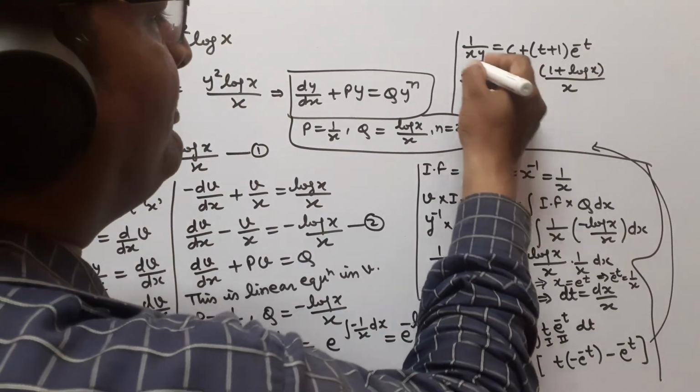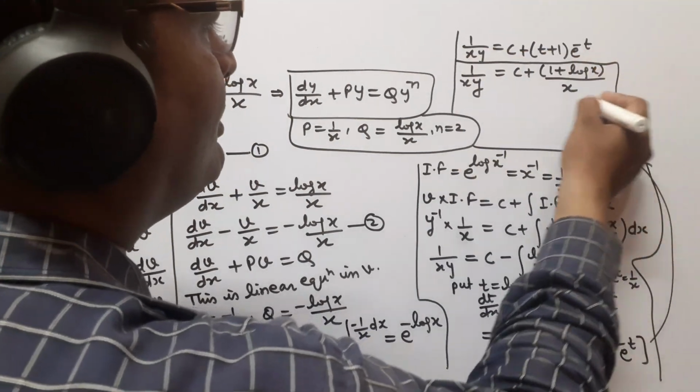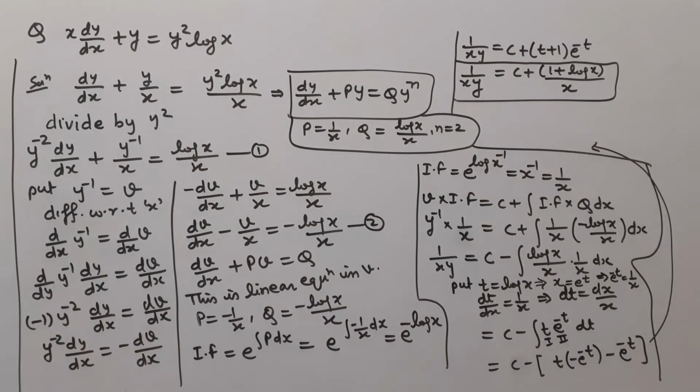So 1 upon xy is equal to c plus (1 plus log x) upon x is the solution of the given extended linear equation, or Bernoulli's equation.